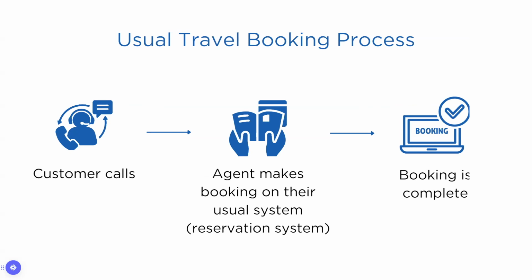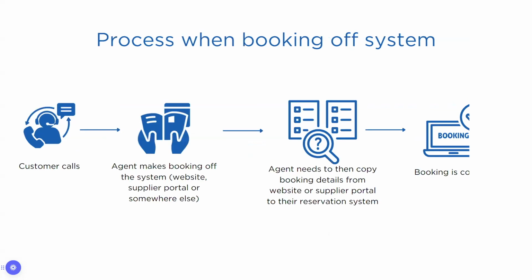Just to refer to the usual travel booking process in roughly 60% of travel businesses, the customer calls in or logs a ticket for special pricing, etc. The agent will then make a booking on their usual reservation system, and the booking is generally completed based on certain APIs that companies have direct from suppliers, or by working with companies that provide pricing directly through partners. But we're going to talk about the process when booking off system.